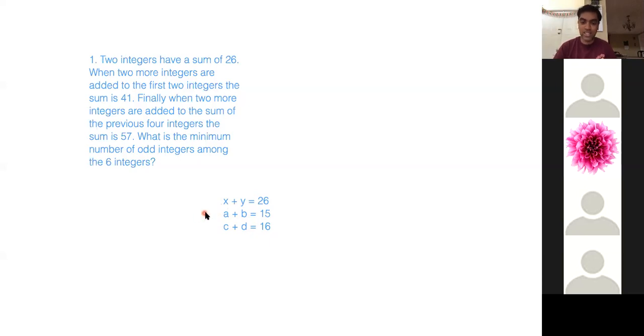Now, what if we ask the other question of what is the maximum number of odd numbers among the 6 integers? What would that be? The answer would be 5. Good. Why? Because odd plus odd is also even.